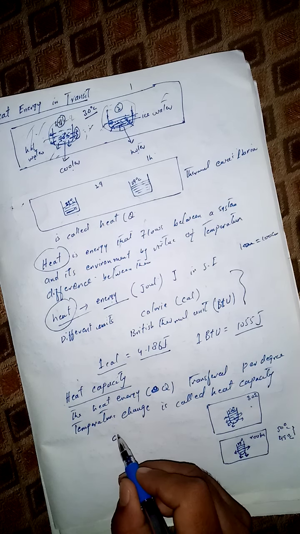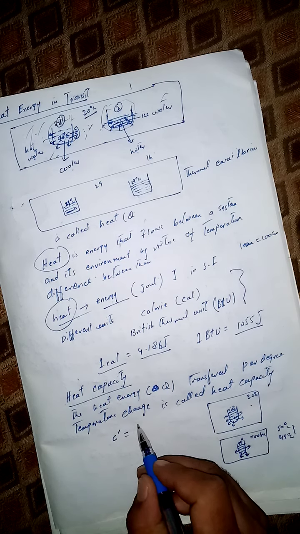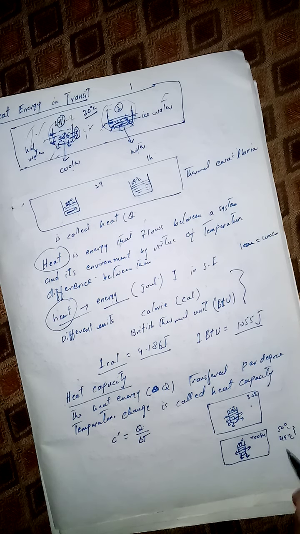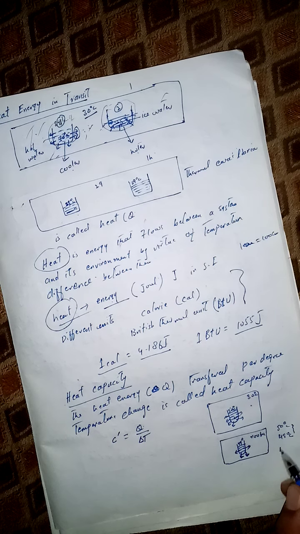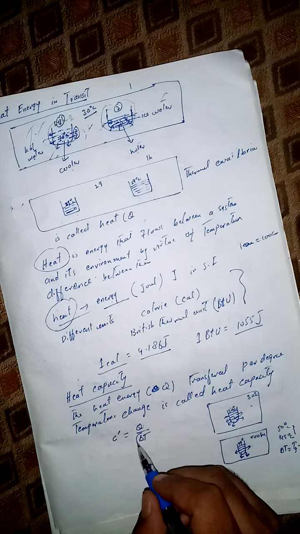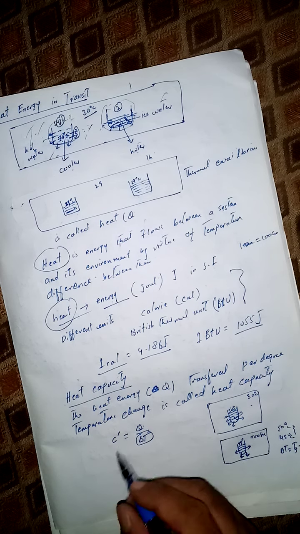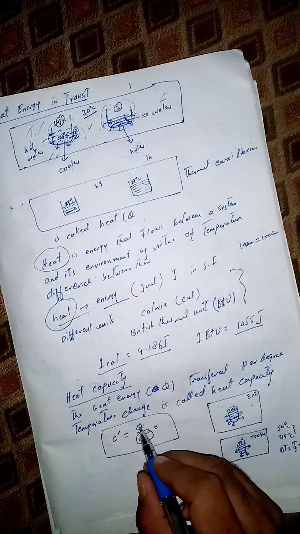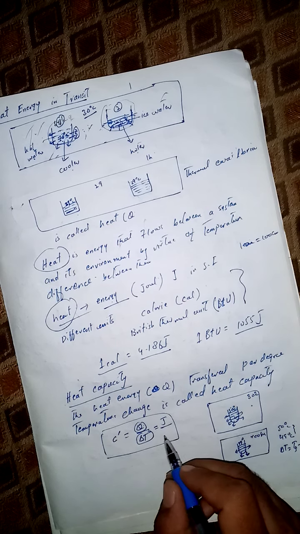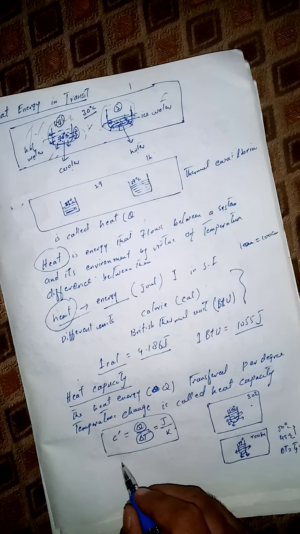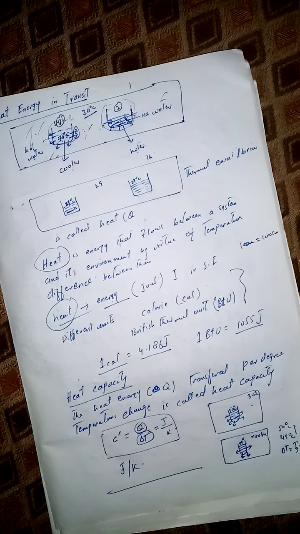Heat capacity is normally represented by C prime, which is heat energy transferred per degree change in temperature, delta T, because we have to take the change in temperature, where delta T is equal to T_F minus T_I. Now from this equation we see that the unit of heat is joule and the unit of temperature is Kelvin. So the unit of heat capacity is joule per Kelvin.